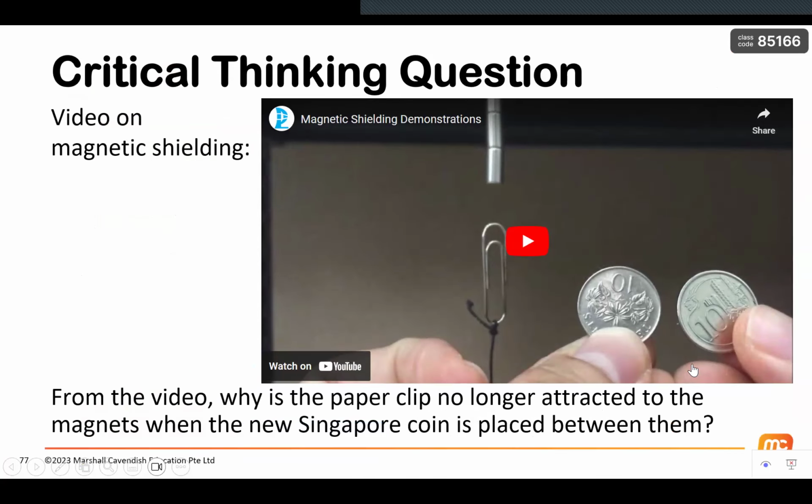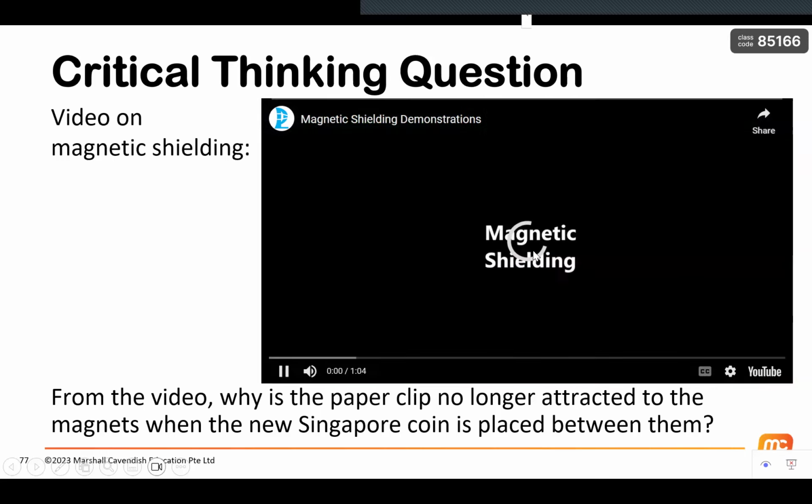Over here is a video of magnetic shielding. You can see that the paper clip will no longer get attracted to the magnet when the new Singapore coin is placed between them, because the new Singapore coin is actually made of nickel, which is a magnetic material. The magnetic field would like to pass through the magnetic material, which is the nickel coin, so it will not pass through to reach the paper clip. The paper clip will not experience any magnetic field, and therefore it will not become an induced magnet, and the paper clip will drop down. You can take a look.